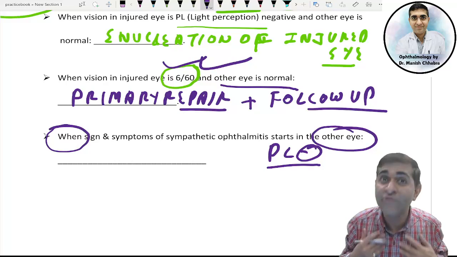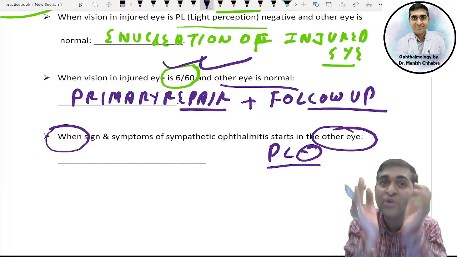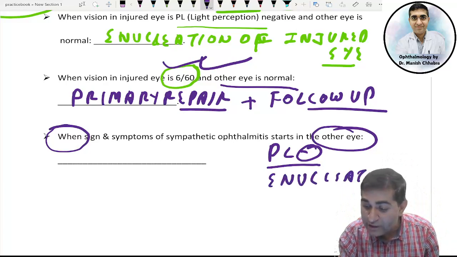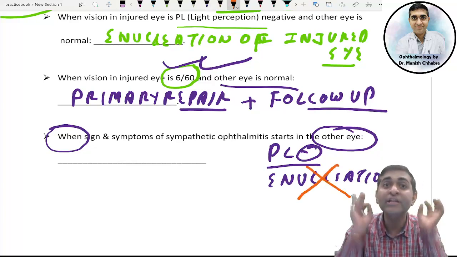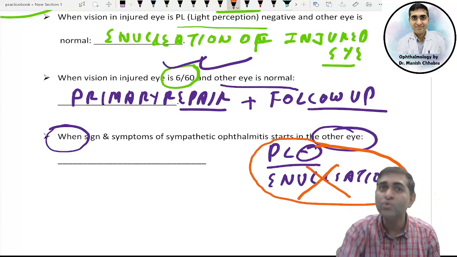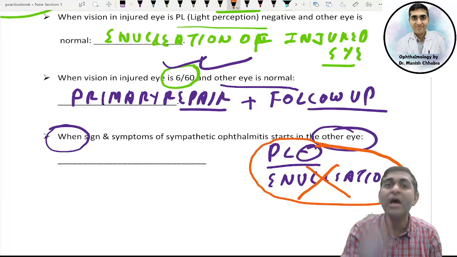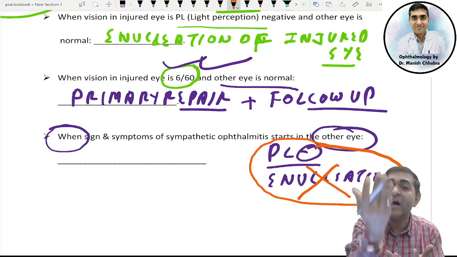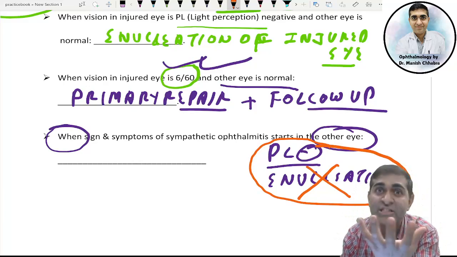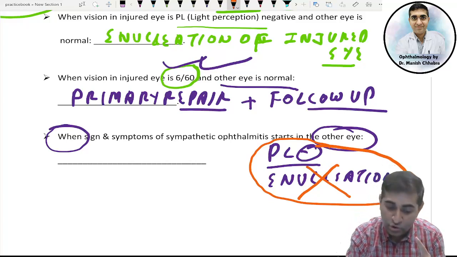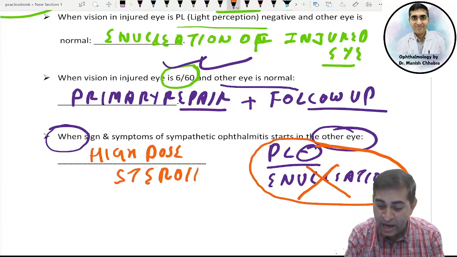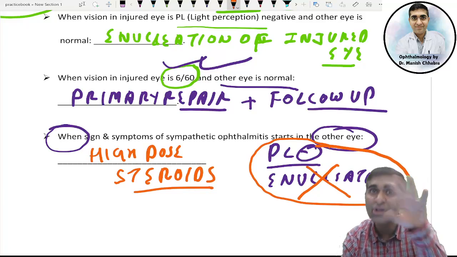Once the antibodies are formed in the body, they are going to remain for the rest of life. Now at this point, even if you go for enucleation, it will not help because the antibodies are already formed. So why give another trauma of removing the injured eye to the patient? Why will you give one more trauma to the patient? The patient has already lost one eye, but in the other eye you see the signs and symptoms of sympathetic ophthalmitis. So what are you going to do? You are going to give high dose steroids. Yes, by giving high dose steroids you will control the inflammation.